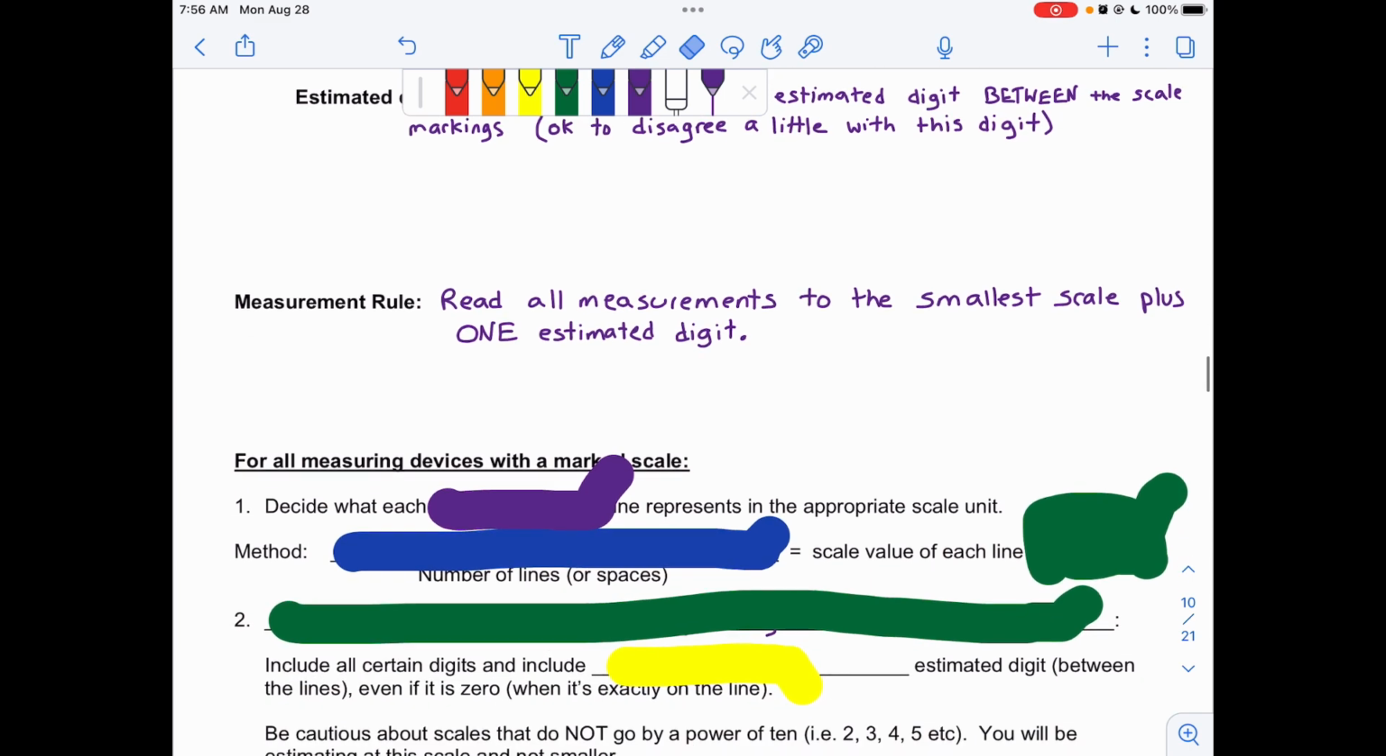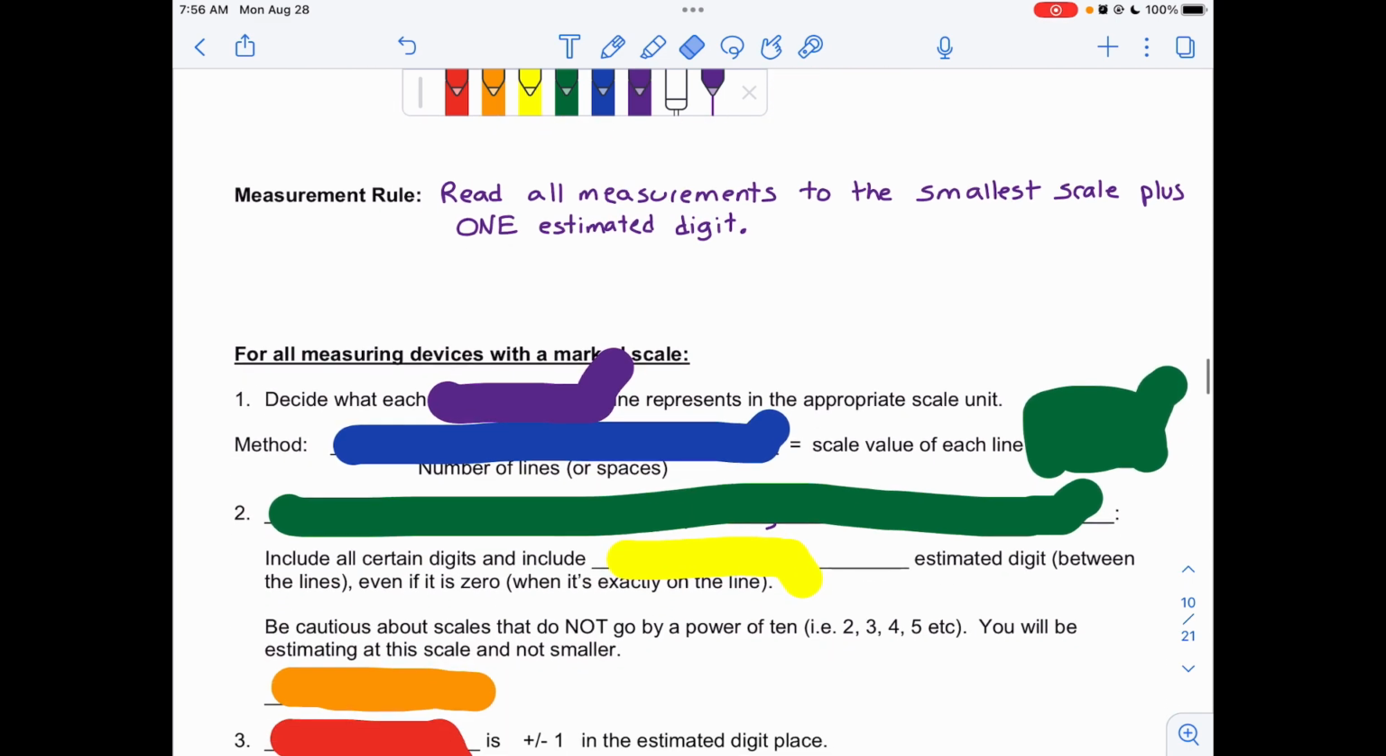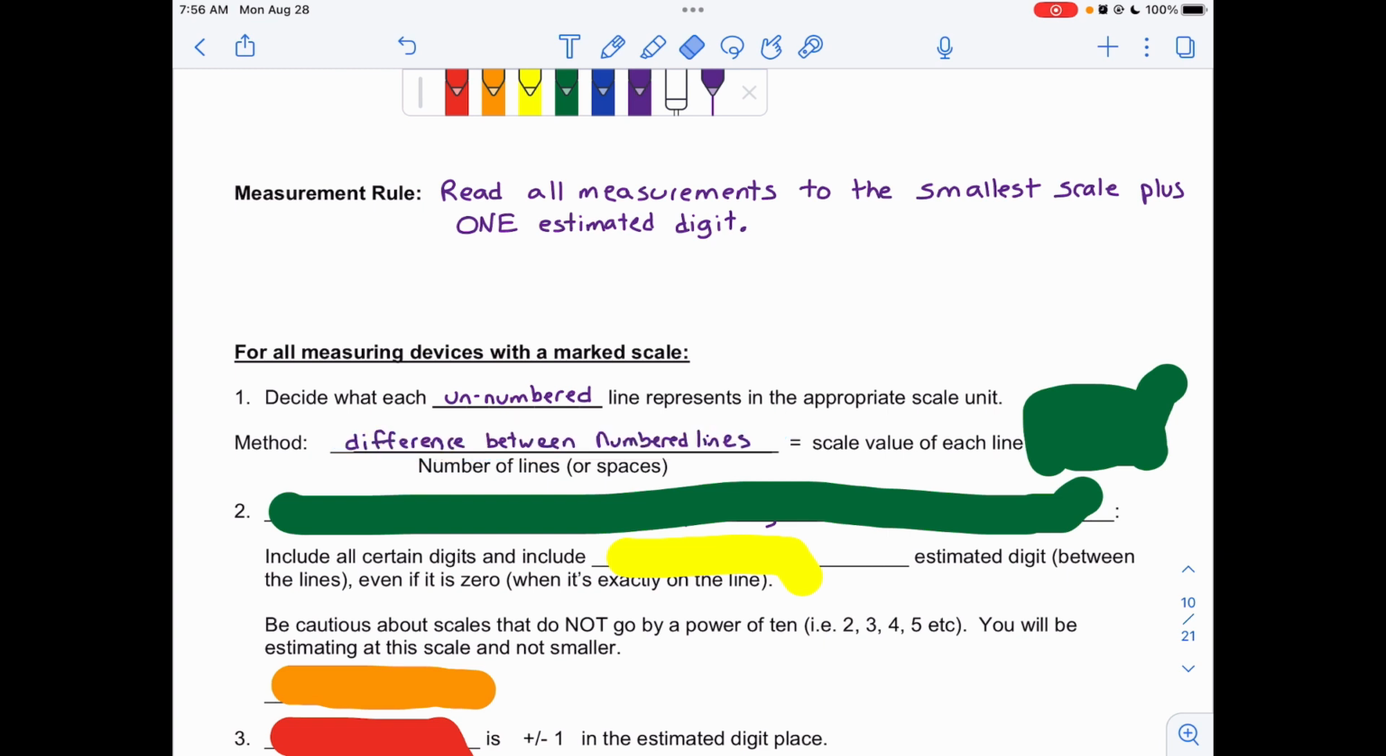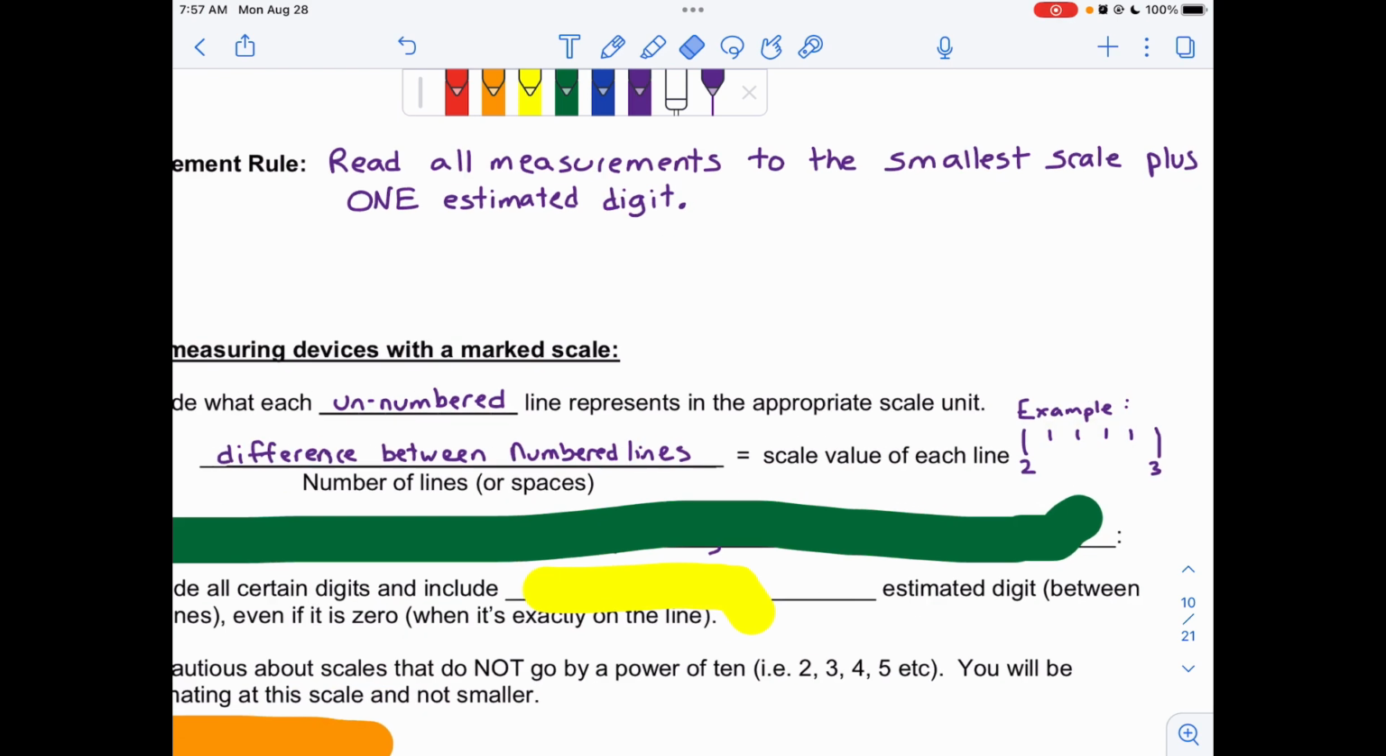So let's talk about what it looks like whenever you are measuring using your measuring device. The first thing you're going to do is decide what each unnumbered line represents. That's really important because you need to know what your scale is. So this is what it looks like. You're going to take the difference between the numbered lines and divide by the number of lines there are. Let's take a look at what that looks like. I'm just going to zoom in here.